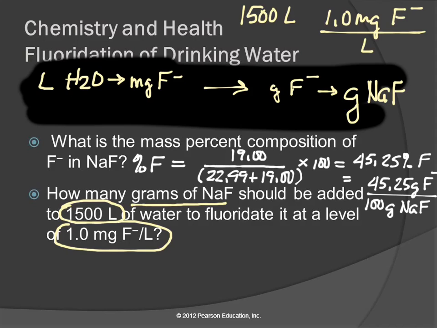So there, we made the path. That's the hard part, figuring out the path. Once you've got the path, you just have to follow the path. So the path is liters to milligrams to grams fluoride to grams sodium fluoride.